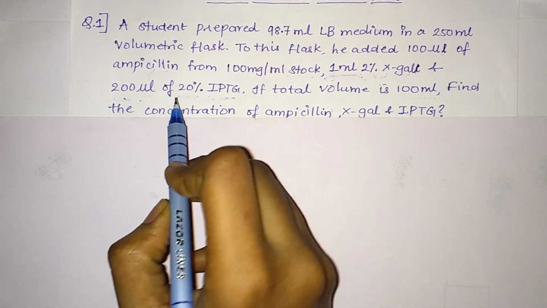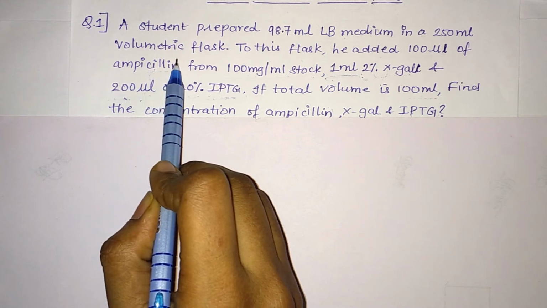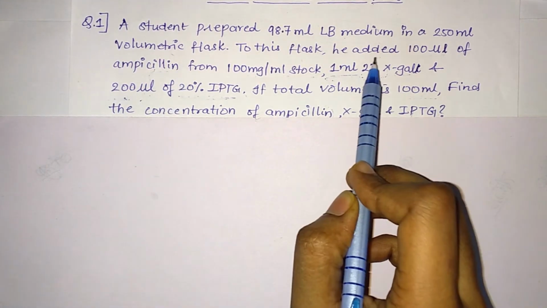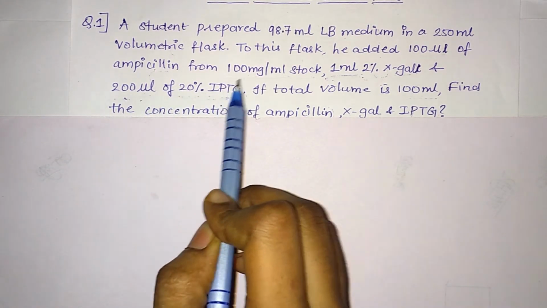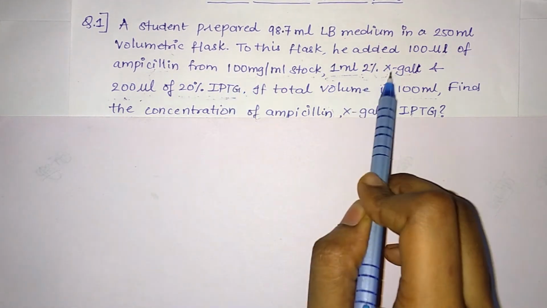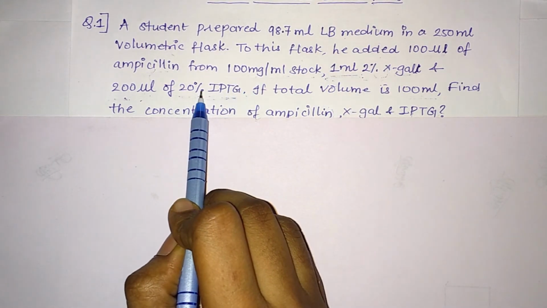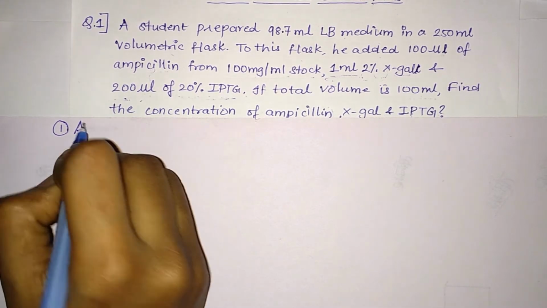Students, in this question we have to find out the concentration of three components. One is your ampicillin, next your X-Gal and third one is your IPTG. These three solutions are added to the LB medium from different stock solutions. So first we will start with ampicillin.